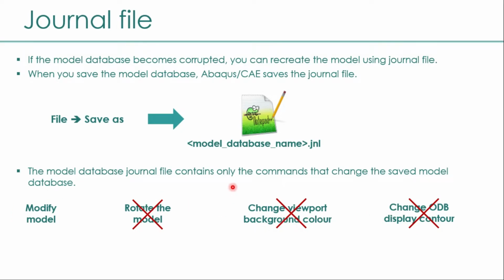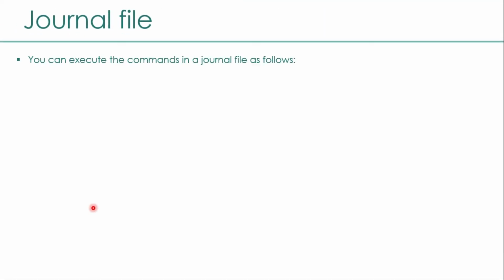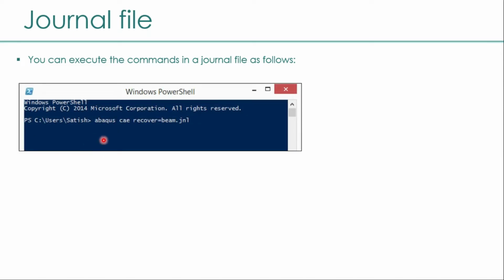So in that way, it's a little cleaner than the replay file, because a lot of the commands in the replay file we may not always use, but the journal file records only the model-related commands. The next question is how you can execute this journal file. You can execute it using Windows PowerShell again. You write the abaqus cae command, then use the recover option, and then give the journal file name. In this case, the journal file belongs to the beam model database, so it's beam.jnl.